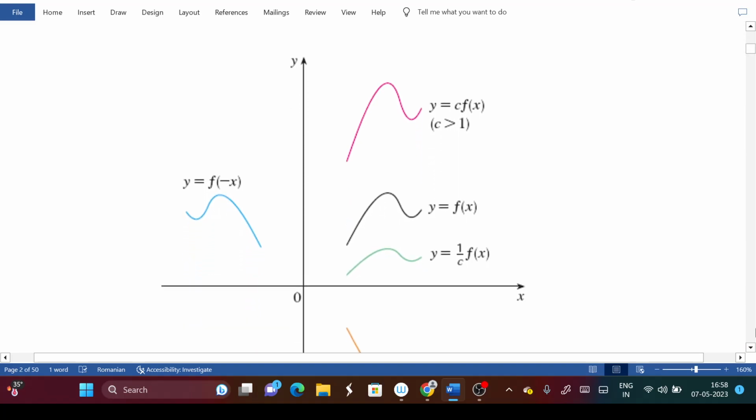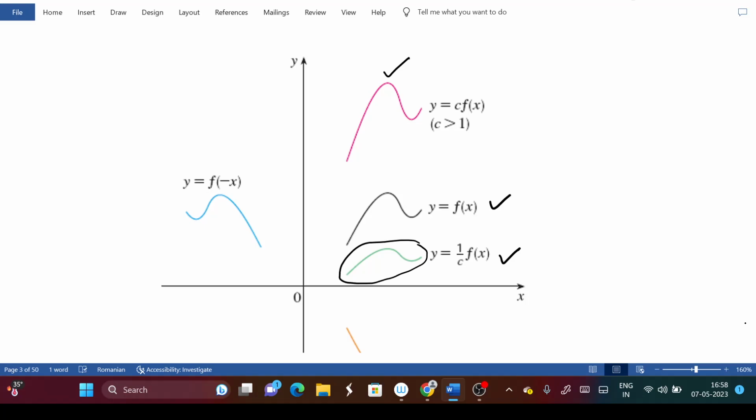Next, another. Here, what happens? It is my f of x. I am multiplying by a number greater than 1. Then the size of the graph will be a little bit larger. Observe here, this is my f of x. Now I have multiplied the function with a value greater than 1, so the size increased. Now here I have multiplied the function with a value less than 1, so it is reducing its size.